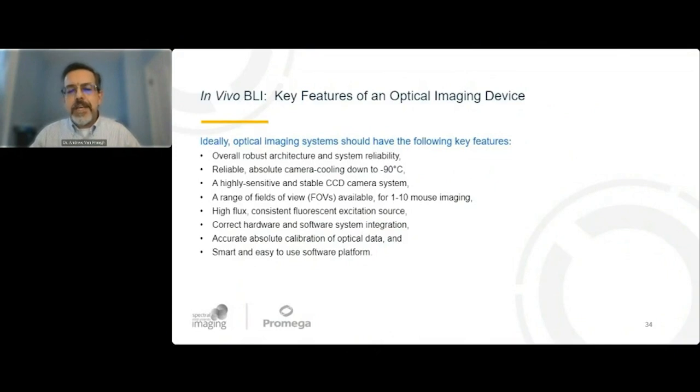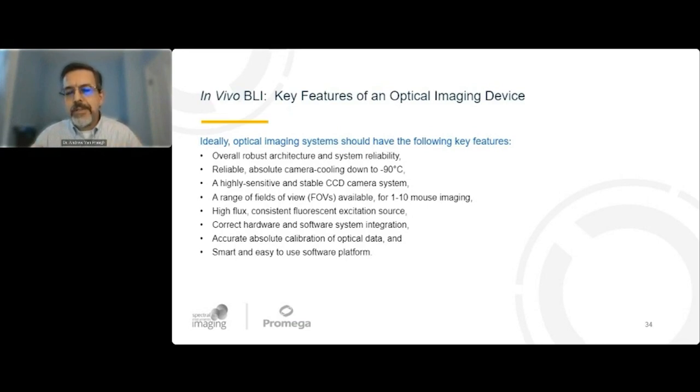Let's dive into the essential features of any really top-of-the-line optical imager and what specs one should look for in getting a system that has the capability of really optimizing your in vivo BLI data. First of all, and this may not be completely intuitive, you want a robust architecture to the system, one that is highly reliable, where all the various component parts have been tested and are known to perform consistently over time.